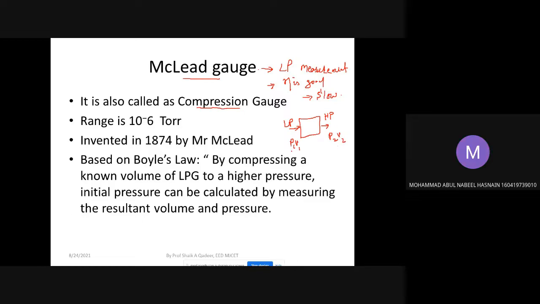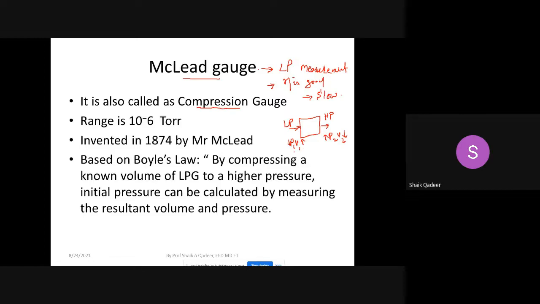This is before compression multiplied with volume, and this is after compression multiplied with volume. So if pressure changes, volume automatically changes. If you increase the pressure, the volume gets down. In this particular case, the pressure is low, volume is high.